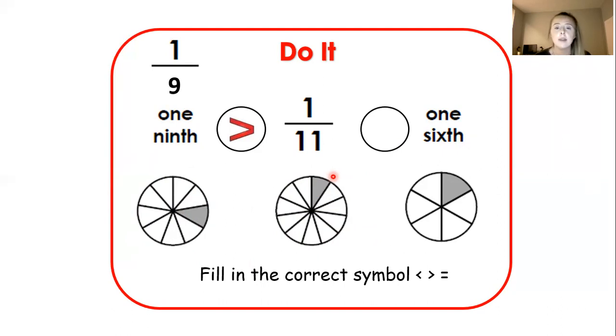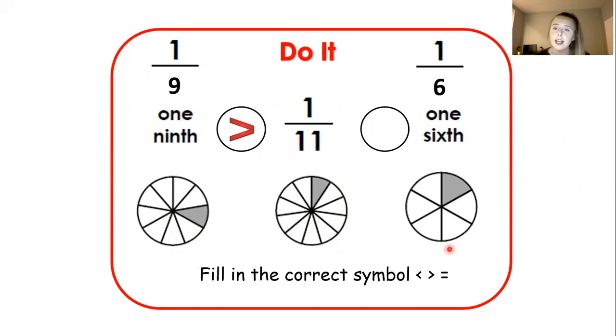It's greater than, because this circle has been split into more parts, hasn't it? So all of those parts are smaller than these 9 parts because they've been split up even more. Okay, and we know that 9 is smaller than 11, so 1/9 is larger, so it's greater than 1/11. Okay, what about 1/11 compared to 1/6 then?